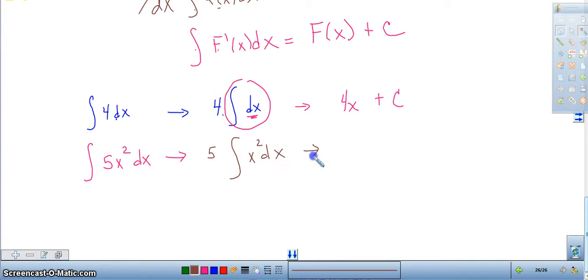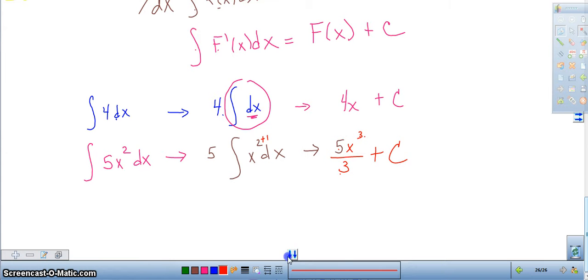Well, this is called the power rule for integration. The 5 stays in front. And what you do is you have to add 1 to your power. With derivatives, we subtract 1. With integrals, we add 1. So we add 1. So it becomes x to the third. And then I have to divide by my power. Because we always multiply and subtract with derivatives. So with integrals, I add and divide. So it'd be 3 here, and then I'd have to divide by 3. So it'd be 5x cubed over 3 plus c.